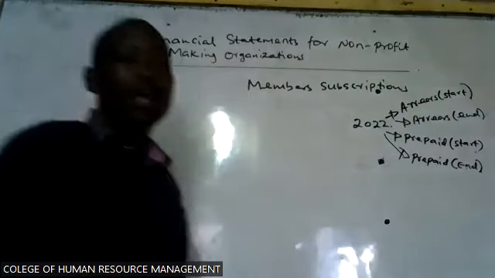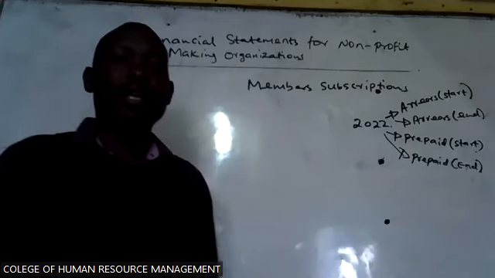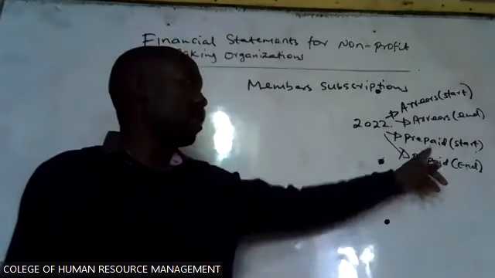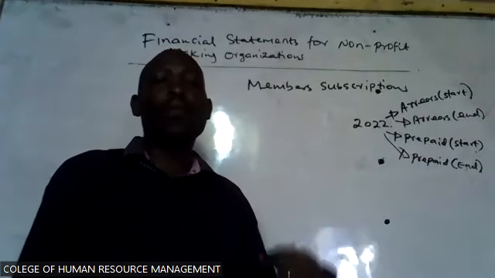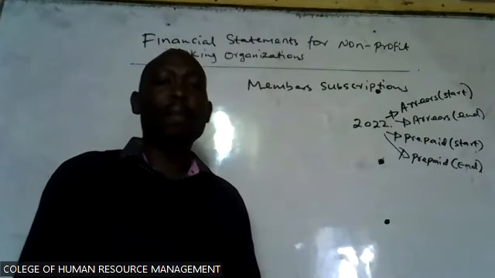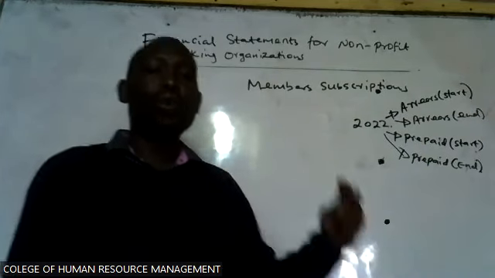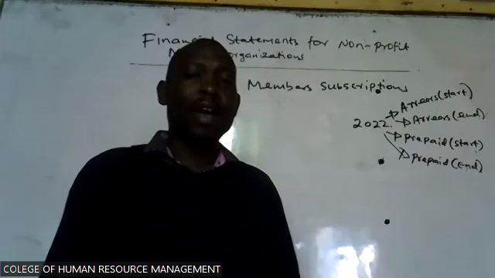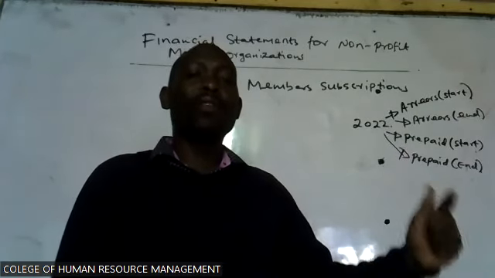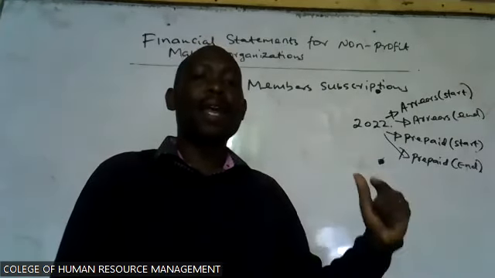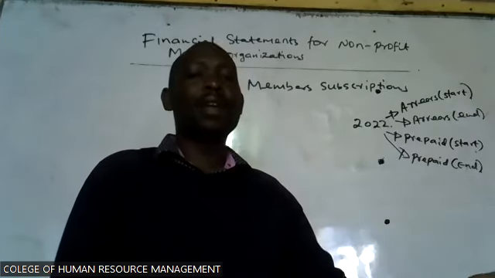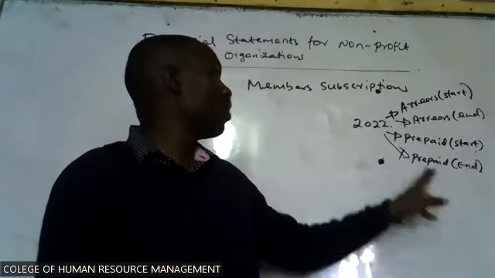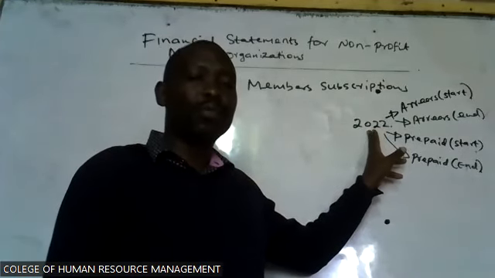We can have prepaid at start and prepaid at end. What do we mean by prepaid? Prepaid simply means that we paid in excess, or some members paid in excess. So by the time we were starting this year, we have some members who, in the year 2021, had paid excess in that year, meaning that that excess will be utilized in this year 2022.